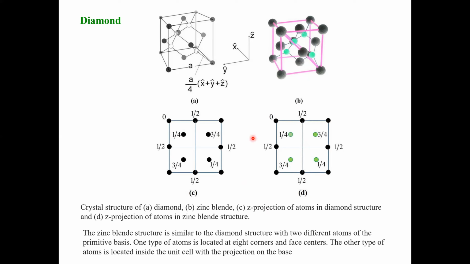What is the difference between diamond and zinc blende? Diamond contains all the positions with carbon atoms, and zinc blende does not. Okay, zinc blende does not. Maybe you might not be familiar with some examples of zinc blende.